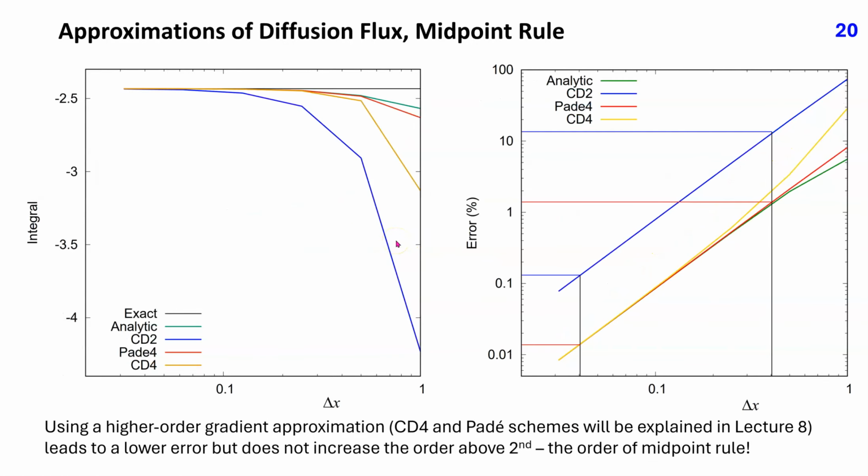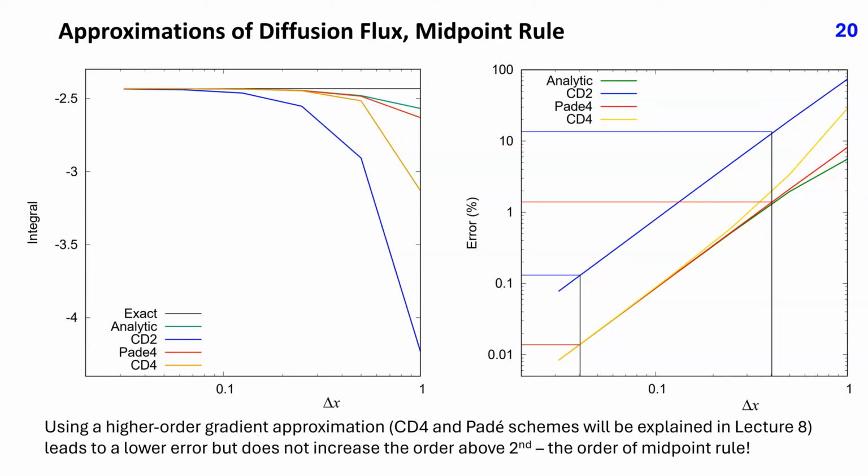This slide shows the variation of the computed diffusion flux through the total integration area on the left and the error in the numerically computed integral on the right. Midpoint rule is used to approximate the integral, and 4 different ways of computing the gradient at the midpoint are used. Exact value at the phase center from the analytical function, labeled here analytic, the green line. Central difference using cell center values on either side, labeled CD2, the blue line.